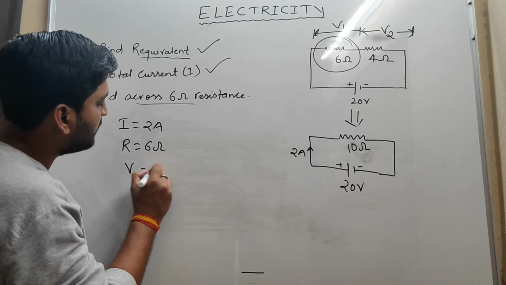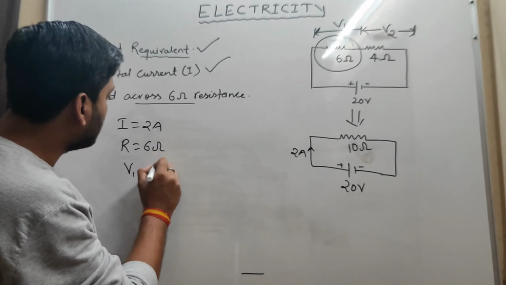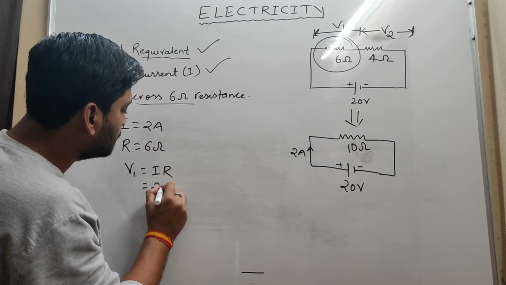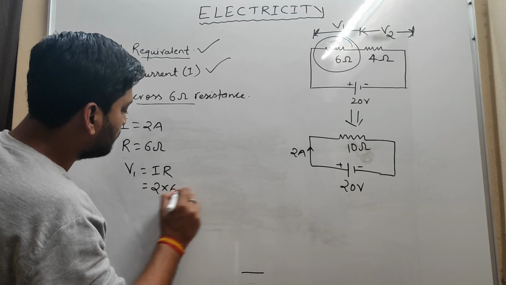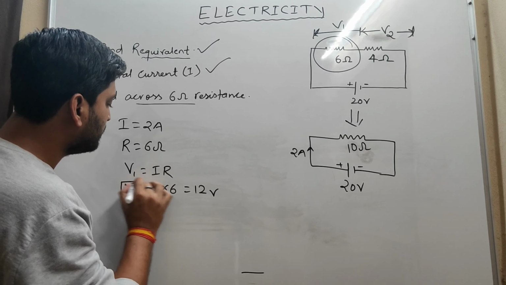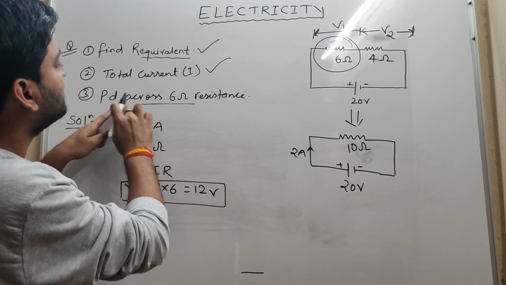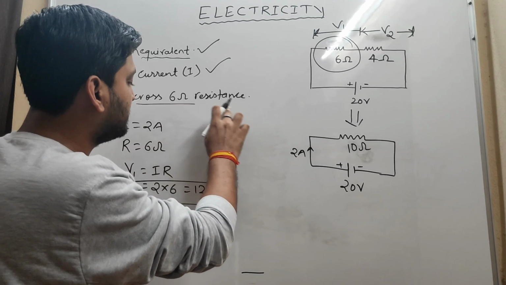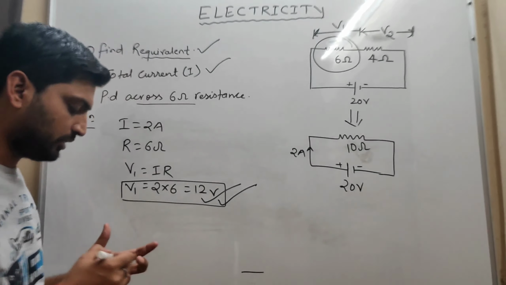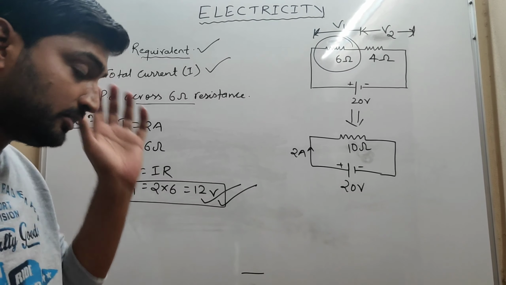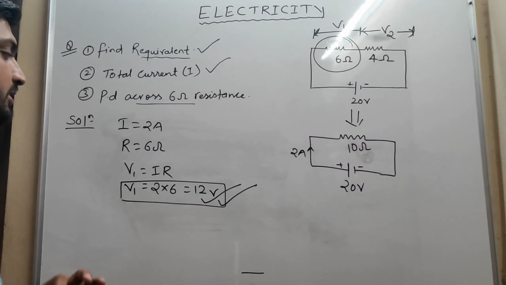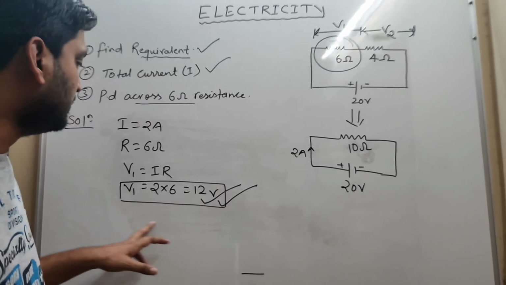So V1 will be equal to, V is equal to IR from Ohm's law, I into R. What is I? I is 2, R is 6. So from here we get 12 volt. So V1 is equal to 12 volt. It means potential difference across 6 ohm resistance is 12 volt. Okay, this is your third bit. It is really very important. They can ask this type of questions.